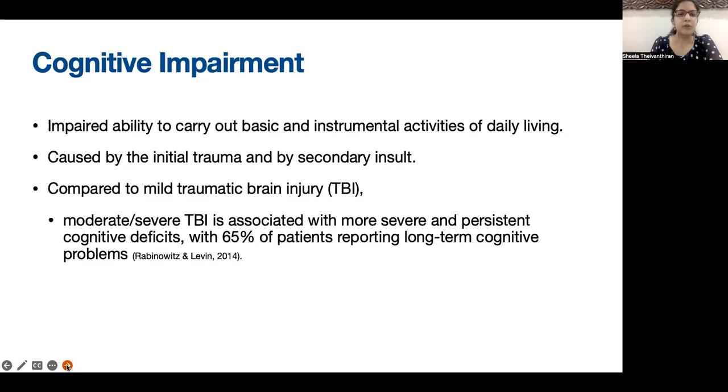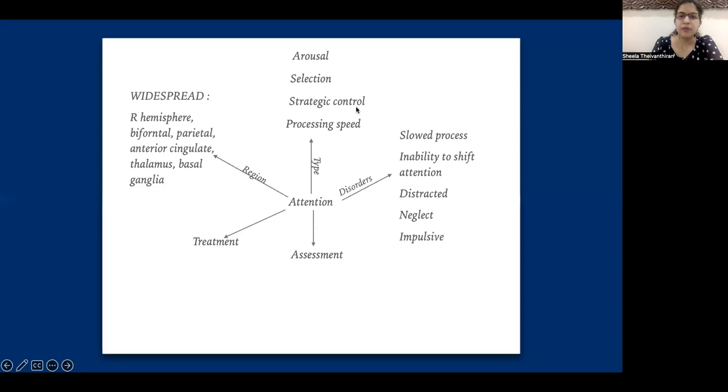Okay, so if there's a cognitive impairment, there's the impaired ability to carry out your normal activities of daily living. It can be because of a brain injury. Of course, you say more in moderate and severe, but it does not spare the mild. Okay, so we already talked about attention, what it looks like.